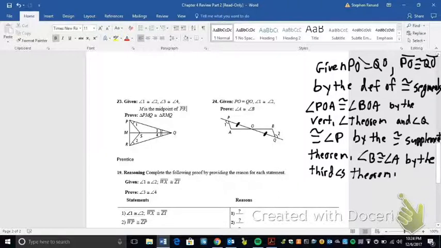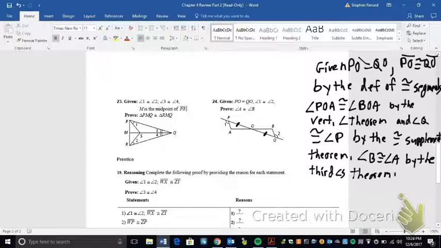So we're given that PO and OQ are congruent. By the definition of congruent segments, we're actually given that PO equals OQ. We then have to take that extra step to say that PO and OQ are congruent. We know that POA and BOA are congruent. That's the angle by the vertical angles theorem. And that Q is congruent to P.